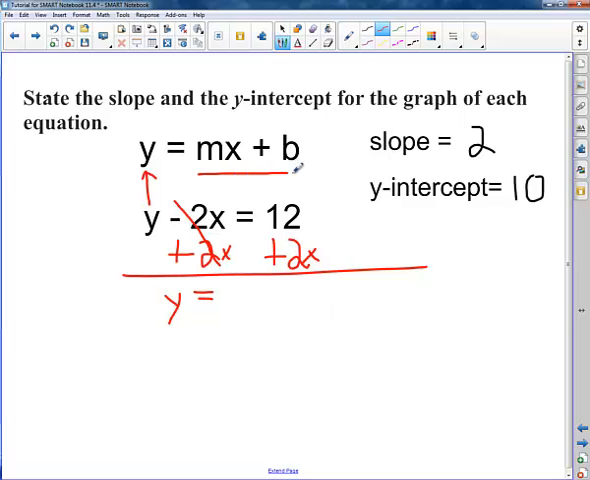And now we want mx plus b. Right now I have the x down here and the number there. So I'm going to put the x in front. Make sure when you put the x in front, you take the sign that's in front of it. So it's 2x, your positive 2x. Okay, and then you have a positive 12 here, so it's just as well a plus 12.